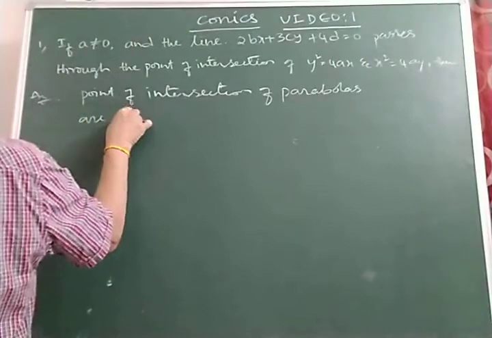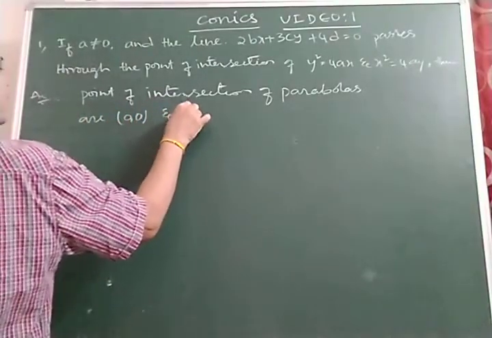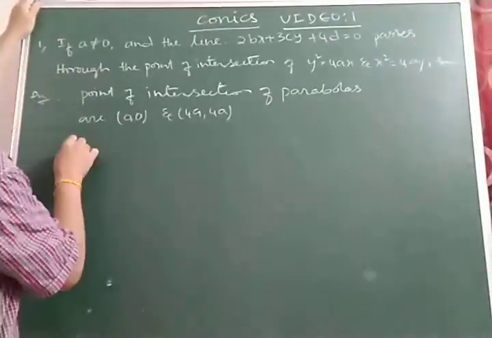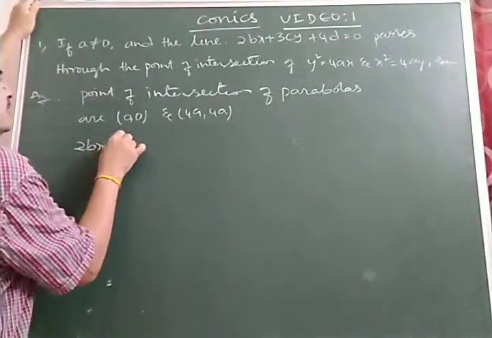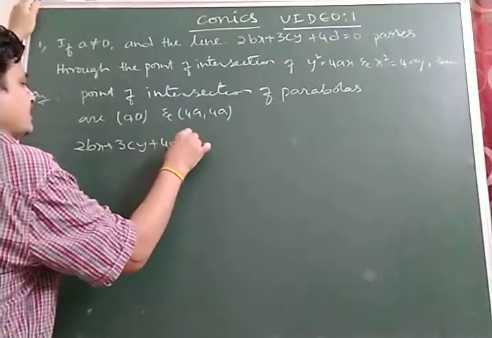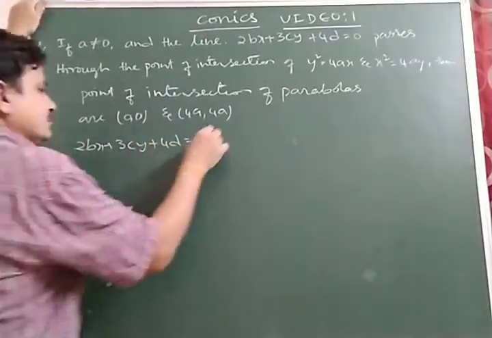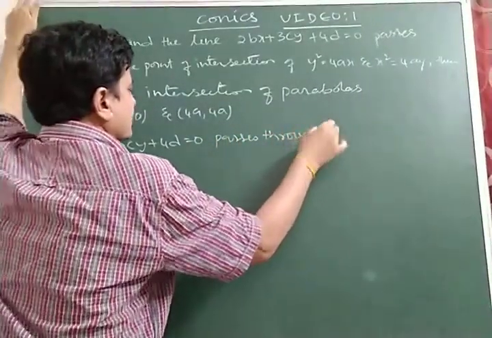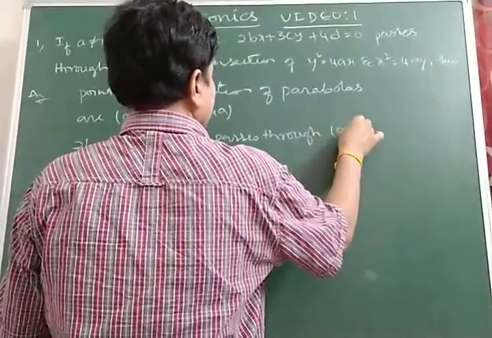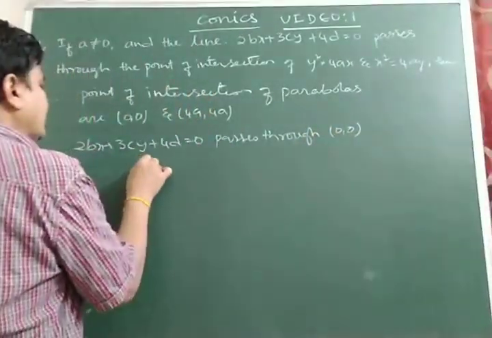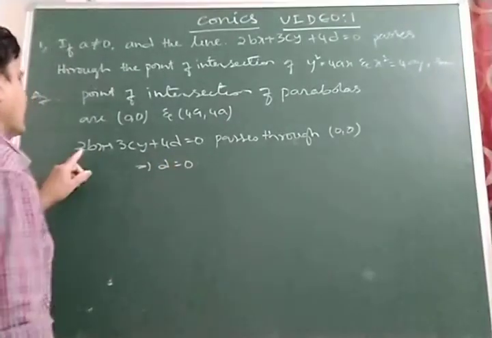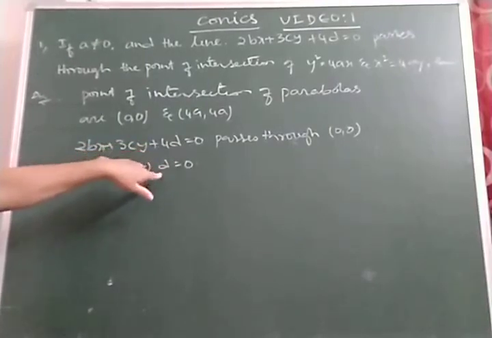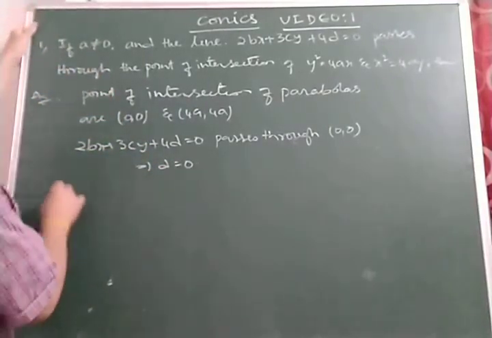The points of intersection of the parabolas are (0, 0) and (4a, 4a). If the given line 2bx + 3cy + 4d = 0 passes through (0, 0), that implies d = 0. When 2b·0 + 3c·0 + 4d = 0, that means d = 0.